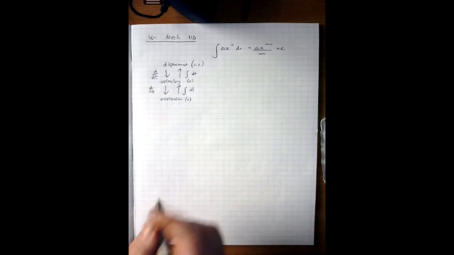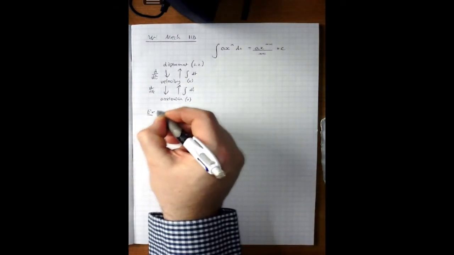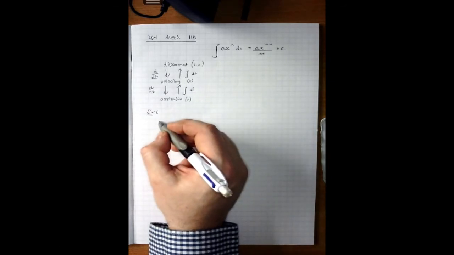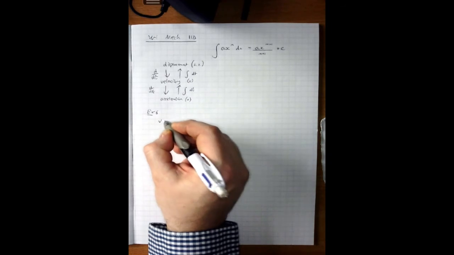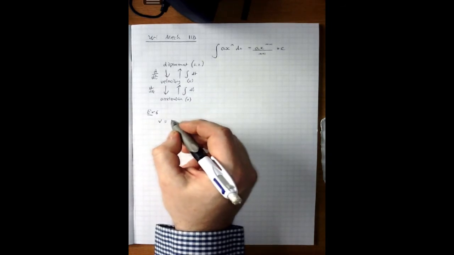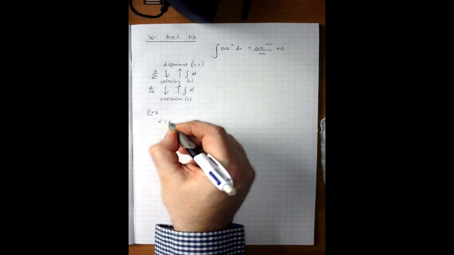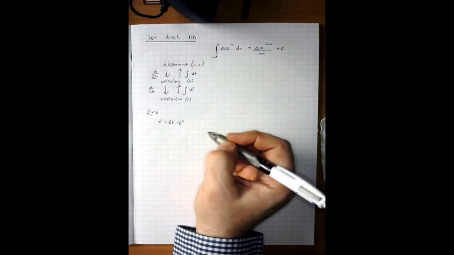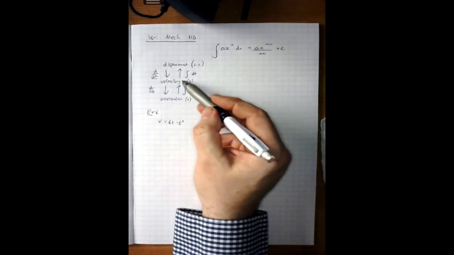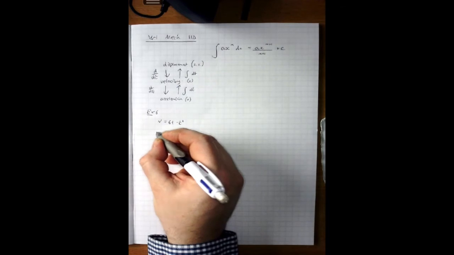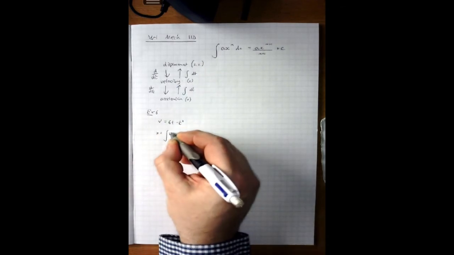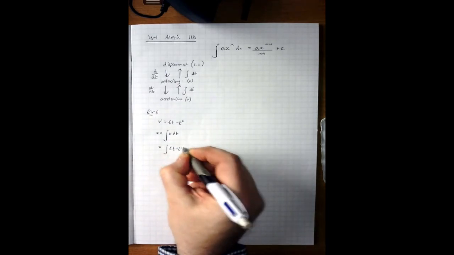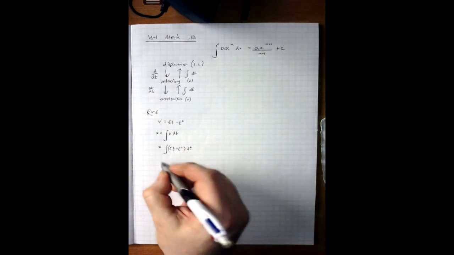So example 6 says they give me the velocity, 6t minus t squared. I want the displacement. Well, to get from velocity to displacement, I integrate. So the displacement is the integral of the velocity. So I'm going to integrate 6t minus t squared with respect to t.